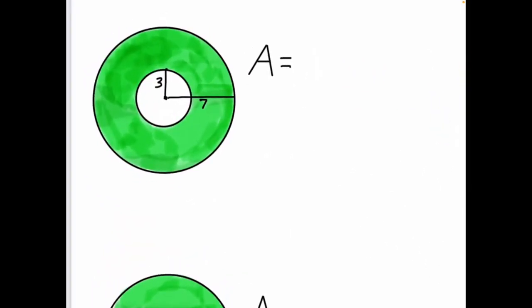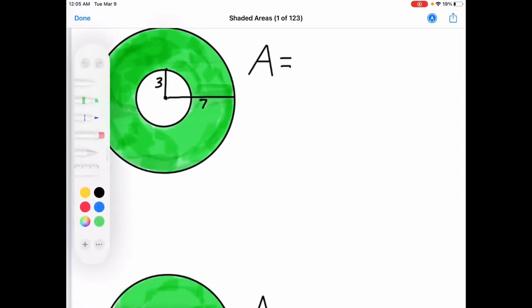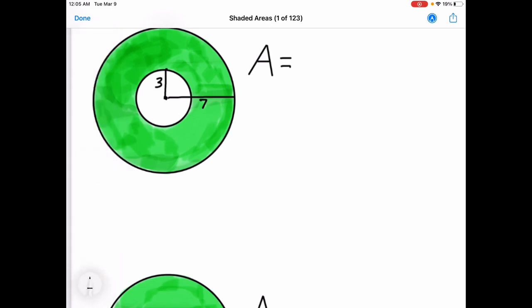We have a big circle, and we see that it has a radius of 7. And then inside of that circle, we have a smaller circle that has a radius of 3 units. So I need to find the area of only the shaded part. In order to do that, I need to find the area of the large circle, the area of the small circle, and then subtract those.